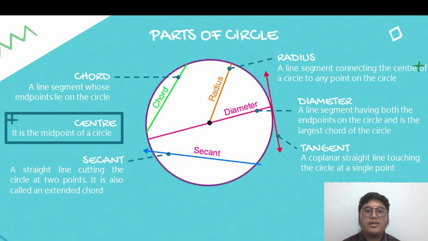And we got center, it is the midpoint of a circle. And the last thing is secant. Secant is a straight line cutting the circle at 2 points. It is also called an extended chord. I guess those are all the major parts of circles. So let's move on to the next topic.